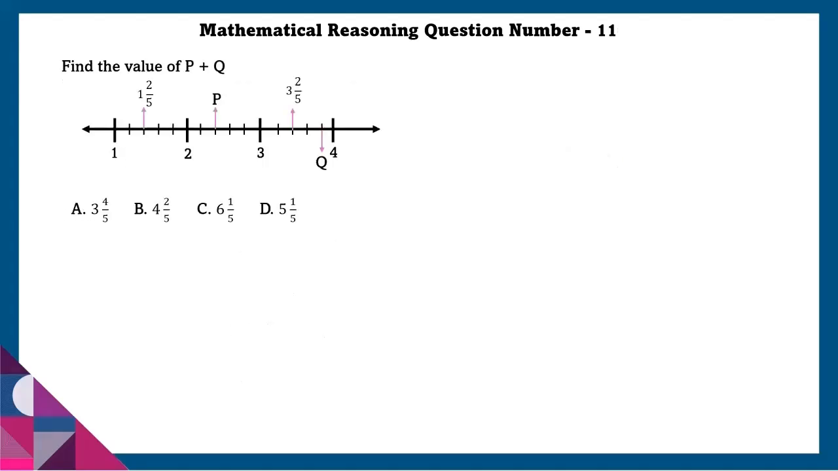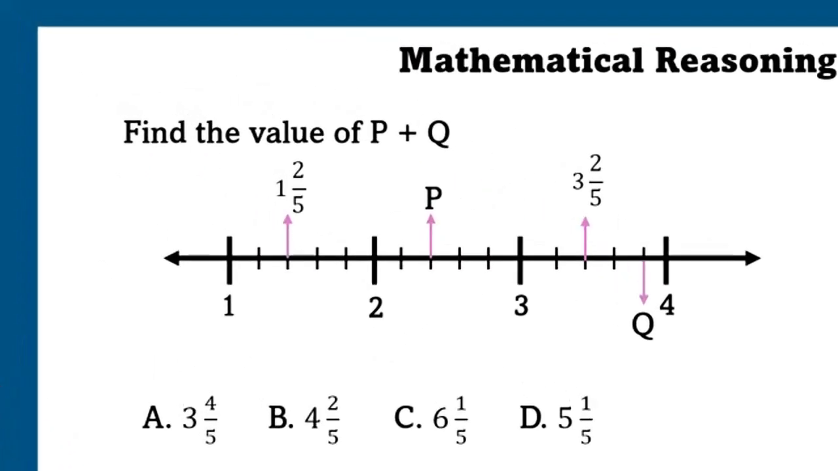Mathematical reasoning question number 11. Find the value of P plus Q. Between 1 and 2, there are 5 divisions. So the first division is 1, 1 by 5. Second is 1, 2 by 5. And third is 1, 3 by 5. And the fourth is 1, 4 by 5. So similarly, between 2 and 3, there are 5 divisions. And 3 and 4, there are 5 divisions.